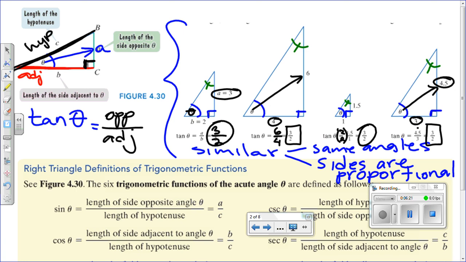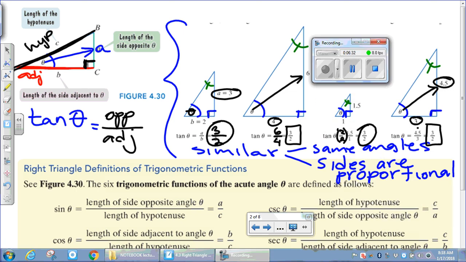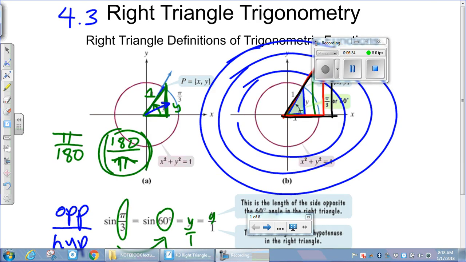1.5 on top and the bottom, so you get 3 halves. So yes, do you all believe me? Those triangles are similar, correct? Yes. Same angles, proportional sides. So that's why when we go to circles that are bigger than the unit circle, the ratios are the same.